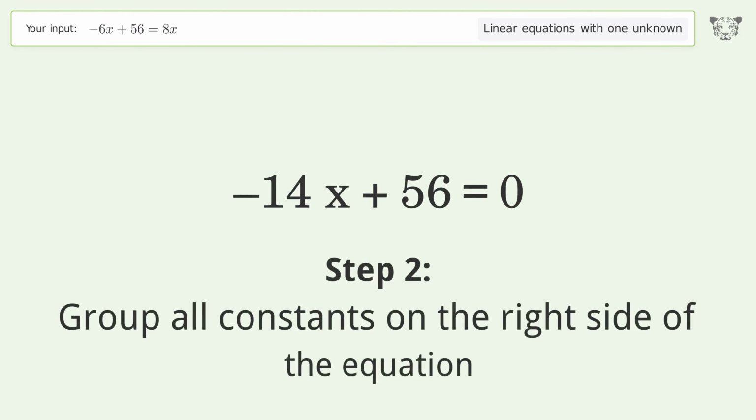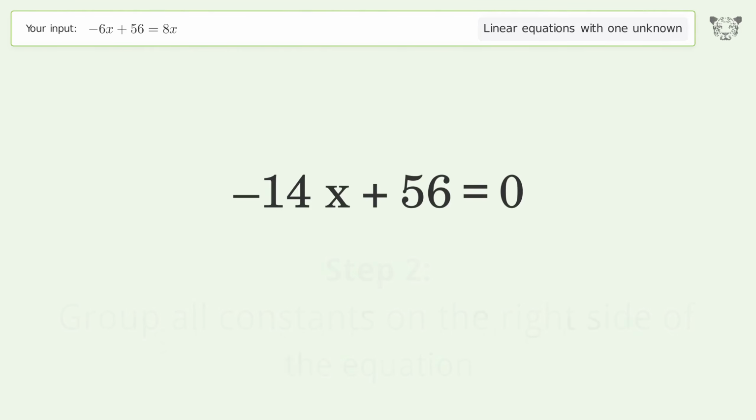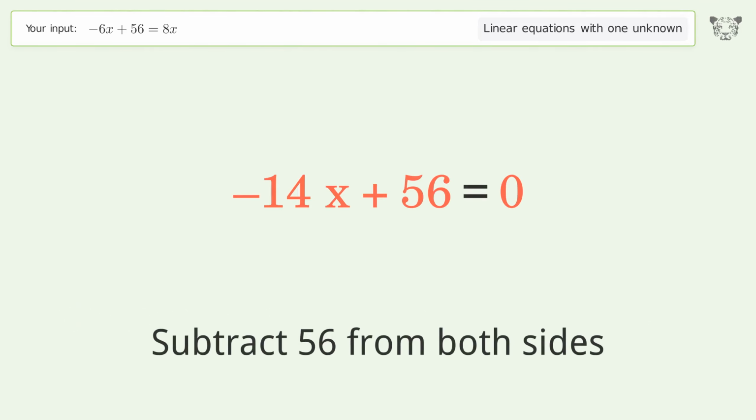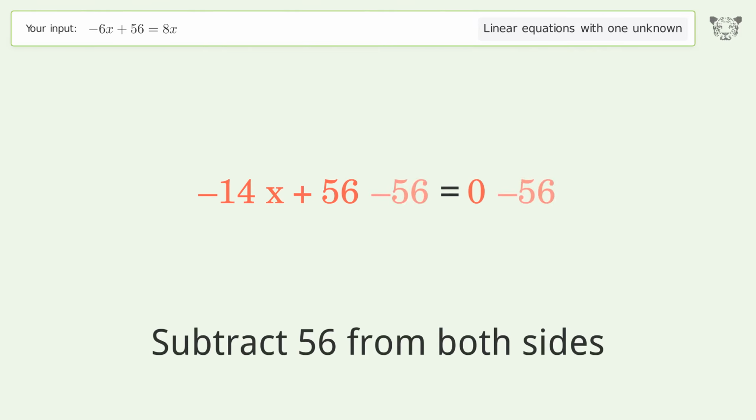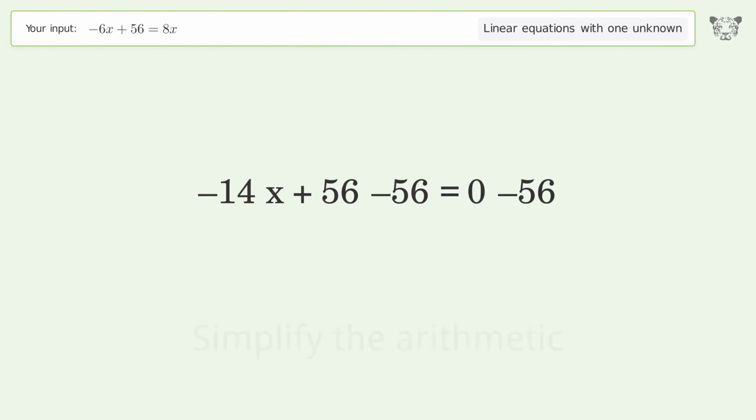Group all constants on the right side of the equation. Subtract 56 from both sides. Simplify the arithmetic.